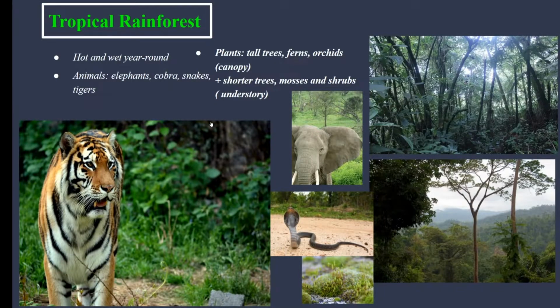Now, speaking of major biomes, let's start with the 9 major biomes we're going to cover. The very first one, tropical rainforest. Tropical rainforest is characterized by being hot and wet year-round because it's by the equator. It has two parts to its plant system. It has a canopy and an understory. A canopy consists of the tall trees, ferns, and orchids, which live higher up. And the understory consists of mostly short trees and shrubs, which live lower down. And it has elephants, cobras, snakes, and tigers. Now the snake is not very visible here, but you could also consider the cobra like a snake, but not exactly.